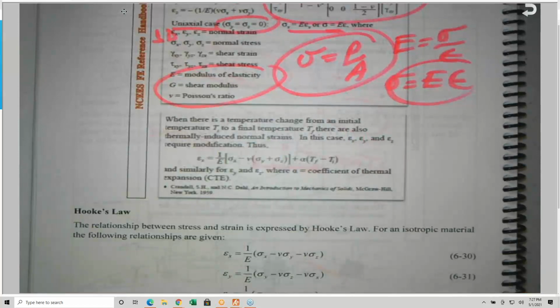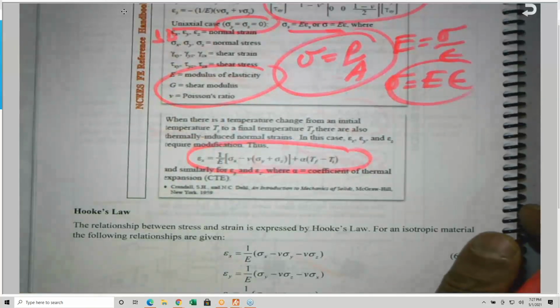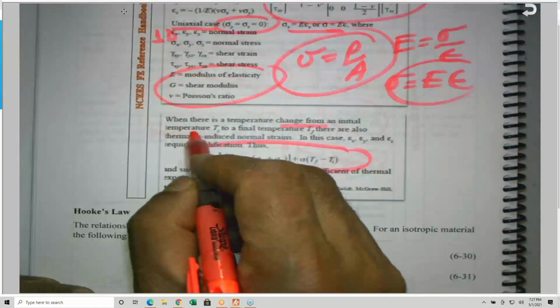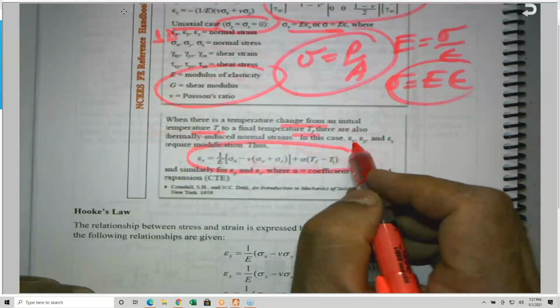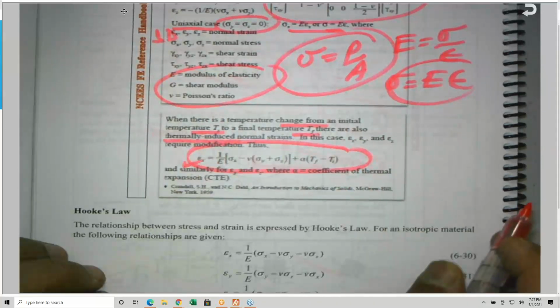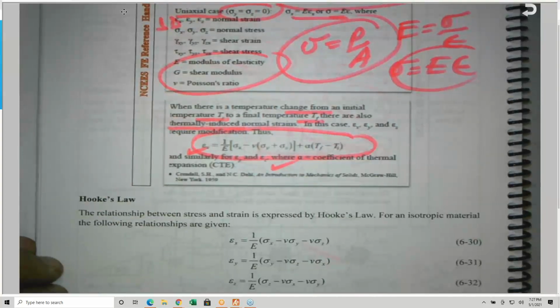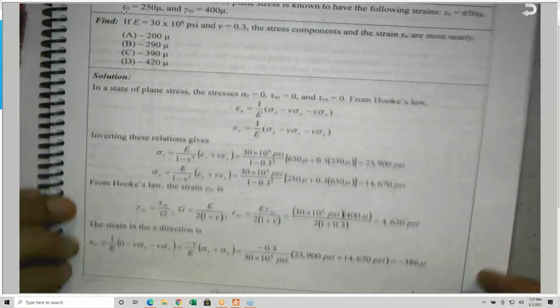This is also the temperature change from T sub I to T sub F. So there will be a thermal stress, and the equation for epsilon sub x is given this way, which is combined, by the way. Again, alpha is the coefficient of thermal expansion, which is this one here. I wrote the equations again, provided here, and these are the equations also given.